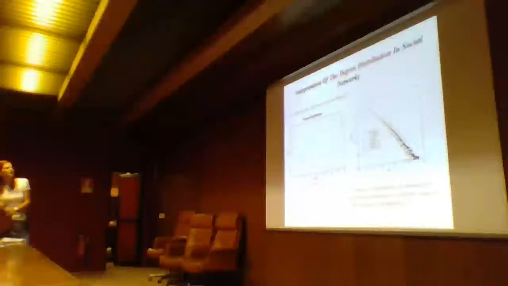Interpretation of the degree distribution in social networks: how many people can reach a person directly. Here are the extracted data, the connectivity distribution as predicted by numerical simulation for different stages of the evolution of the network.